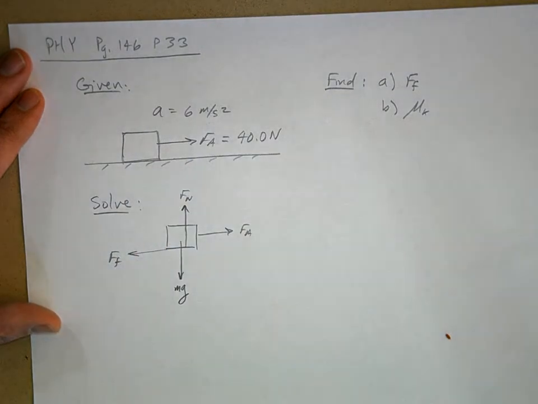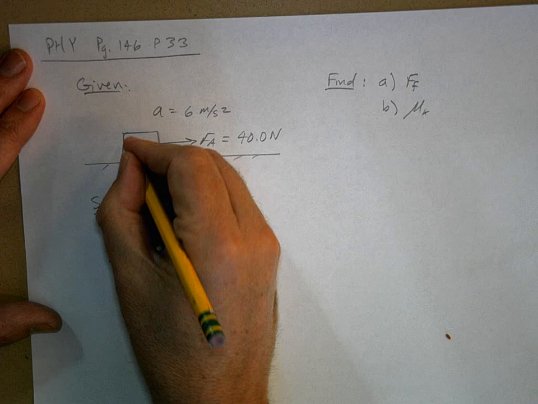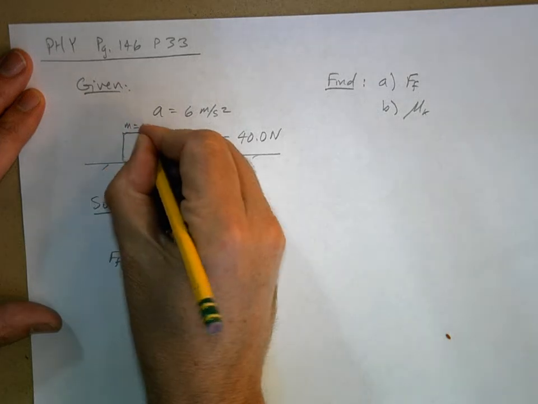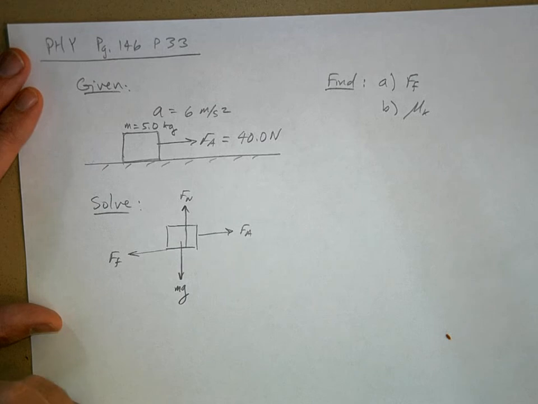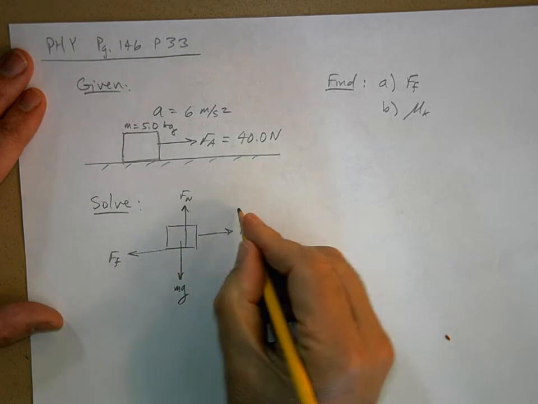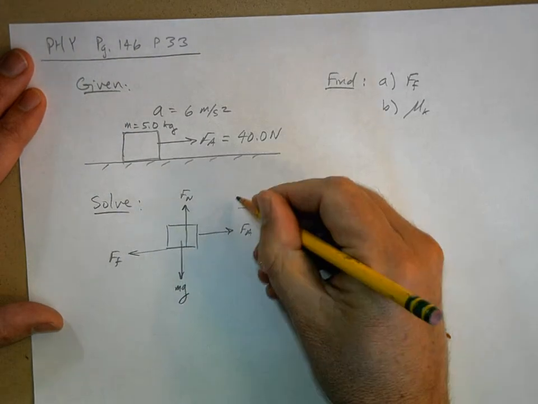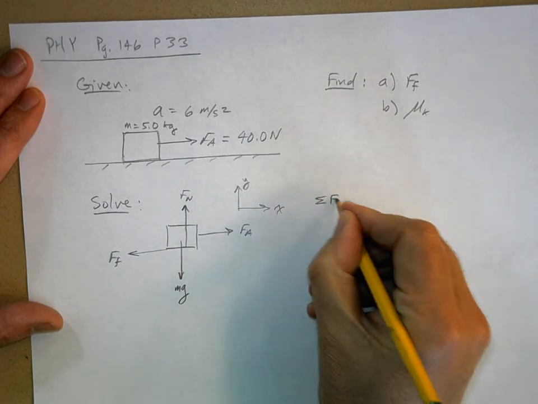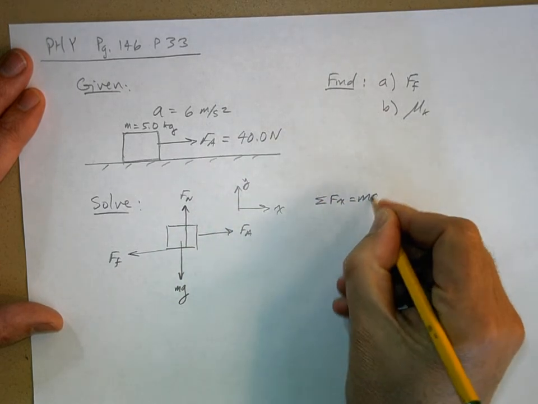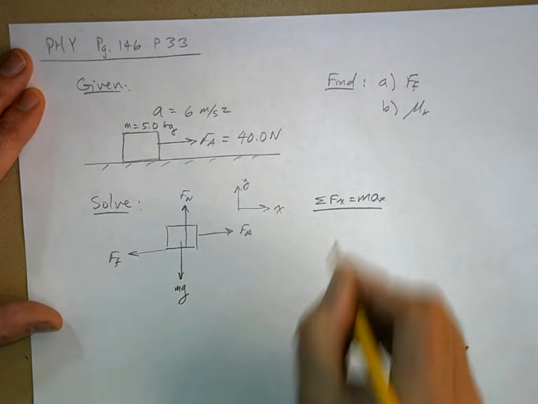And, oh, I forgot to put the mass. The mass is 5 kilograms. So here's my free body diagram. I'm going to make this the x and y direction. There's step 3, done. Step 4, sum the forces in the x direction equals ma in the x direction. Do you see how I write that every time?